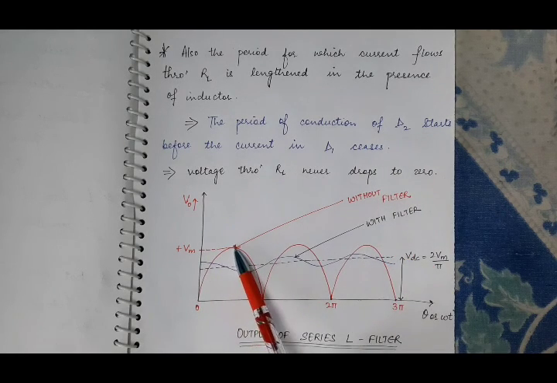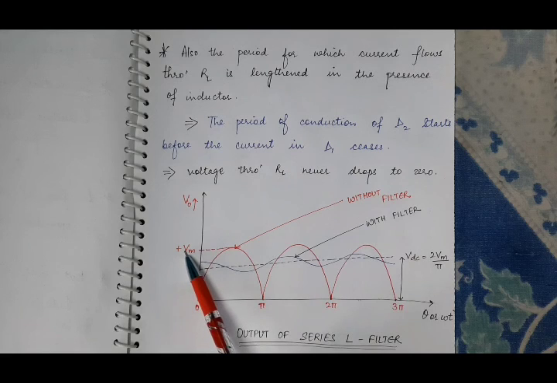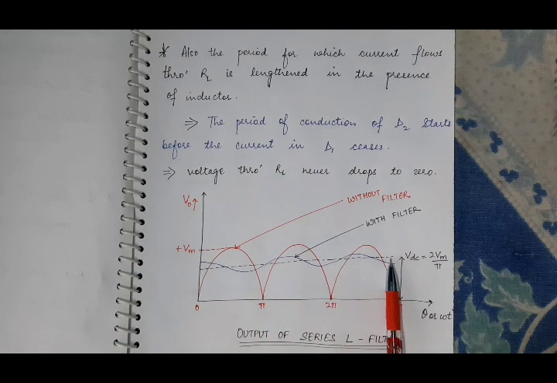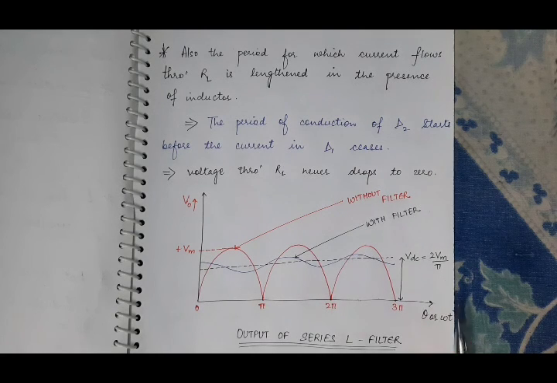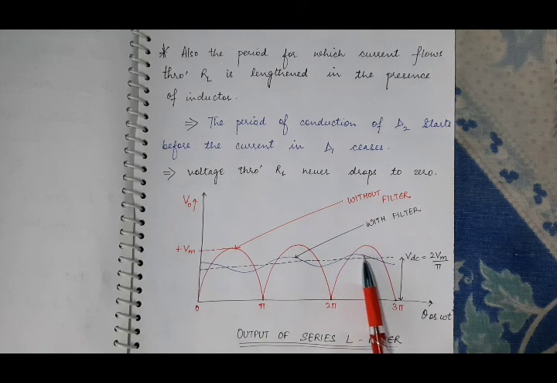And here is the peak value of the output, that is plus Vm. And we know what the DC voltage VDC is in case of a full wave rectifier. It is 2 Vm by pi, so it will lie somewhere here. This dotted curve represents this VDC, which is equal to 2 Vm by pi in case of a full wave rectifier. This we have already calculated in the analysis of the full wave rectifier. So the output of the inductor filter is this, shown with the blue pen.